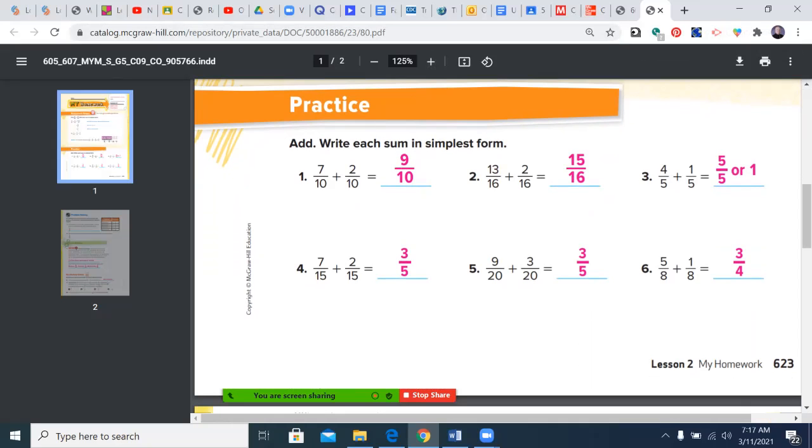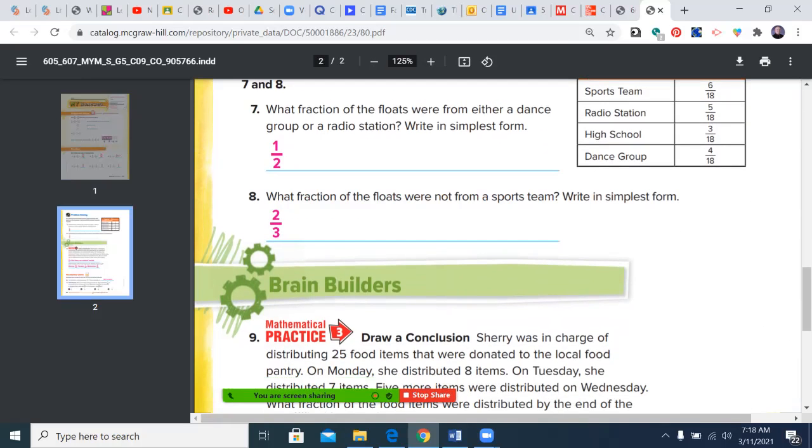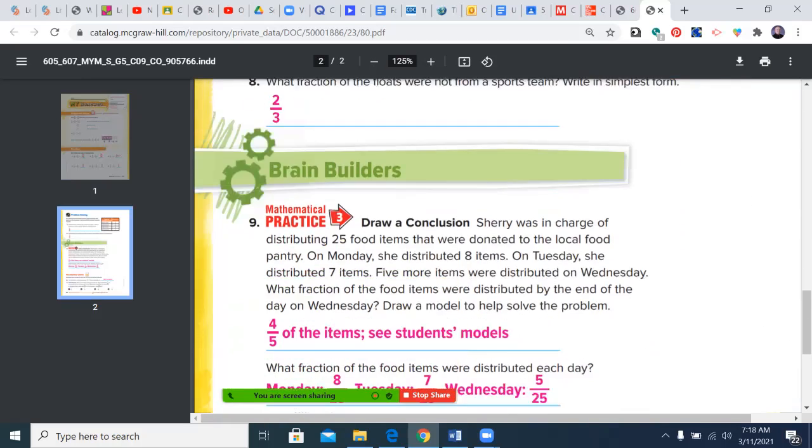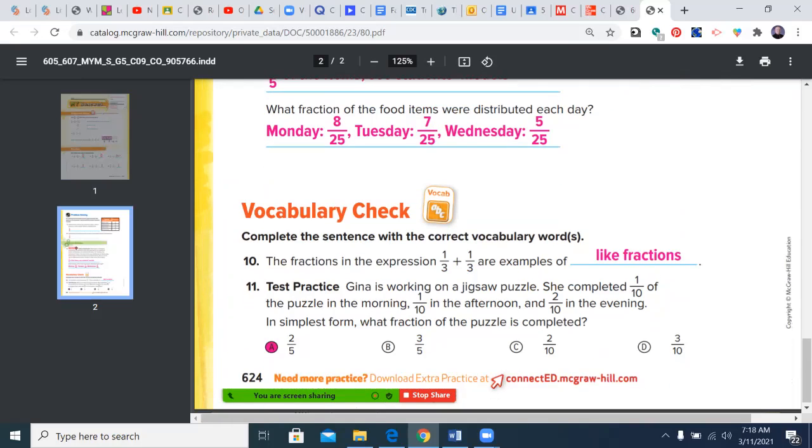And then 5 eighths plus 1 eighth is 6 eighths. That can be simplified to 3 fourths. These can be simplified to 1 half and 2 thirds. 4 fifths of the items. Monday 8 25ths, Tuesday 7 25ths, Wednesday 5 25ths.